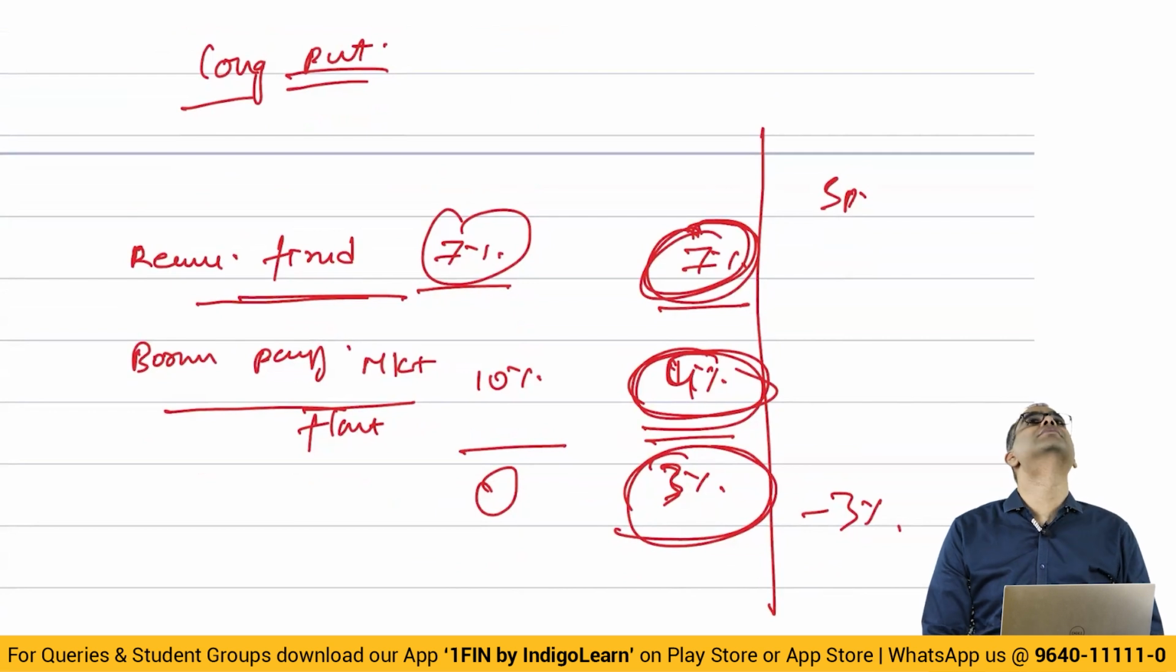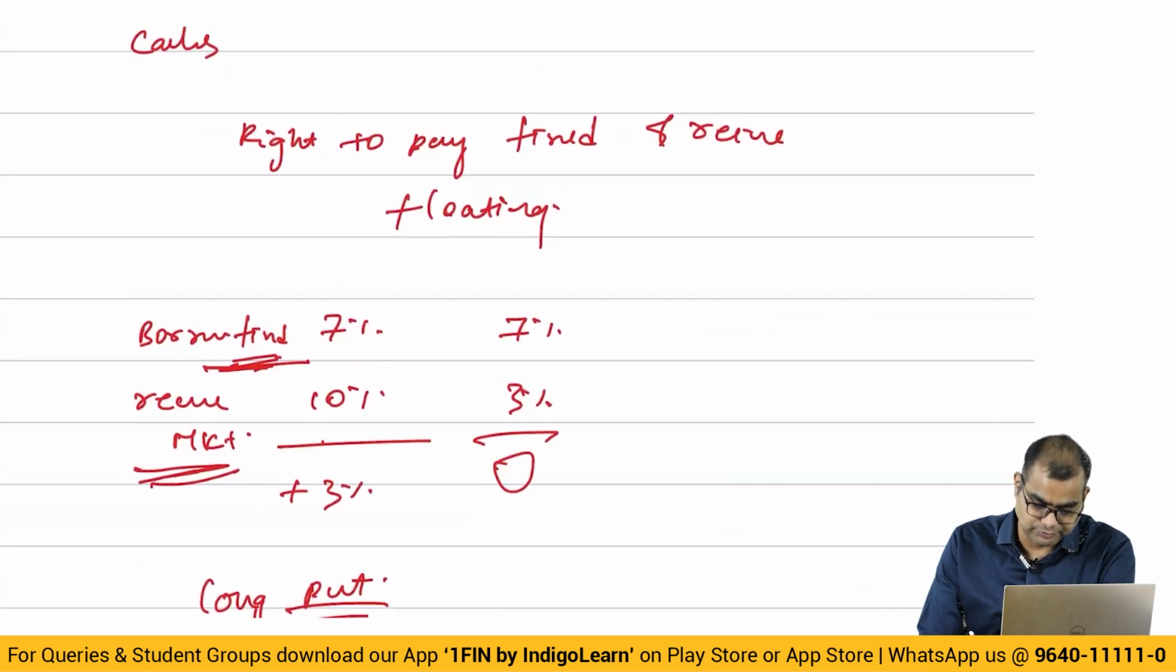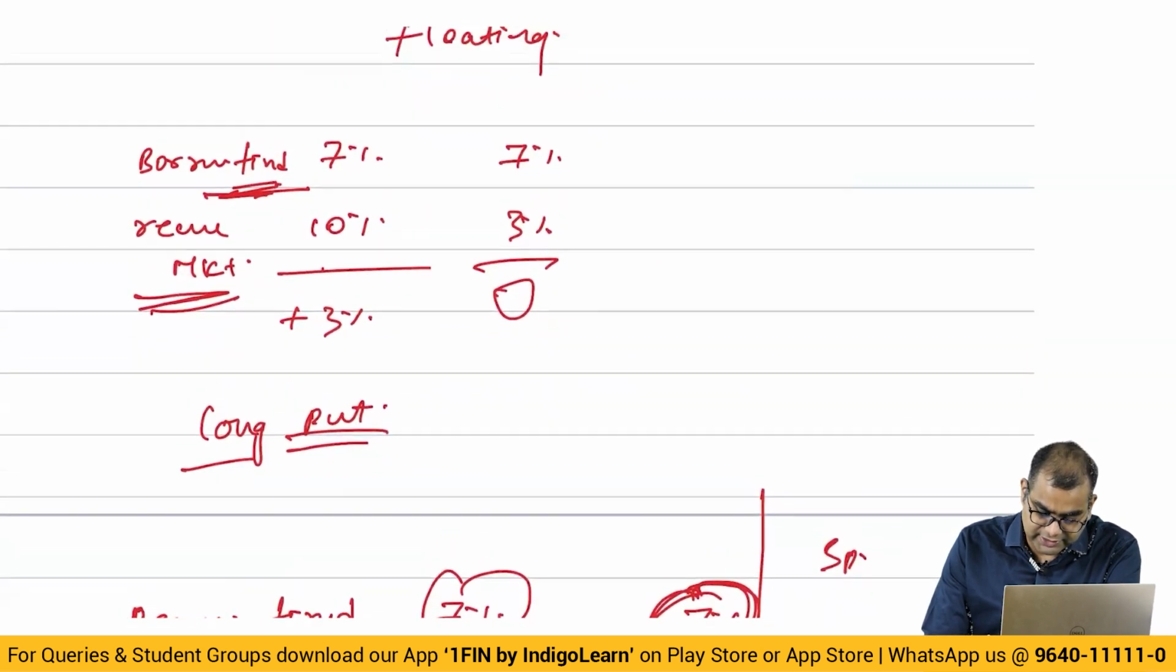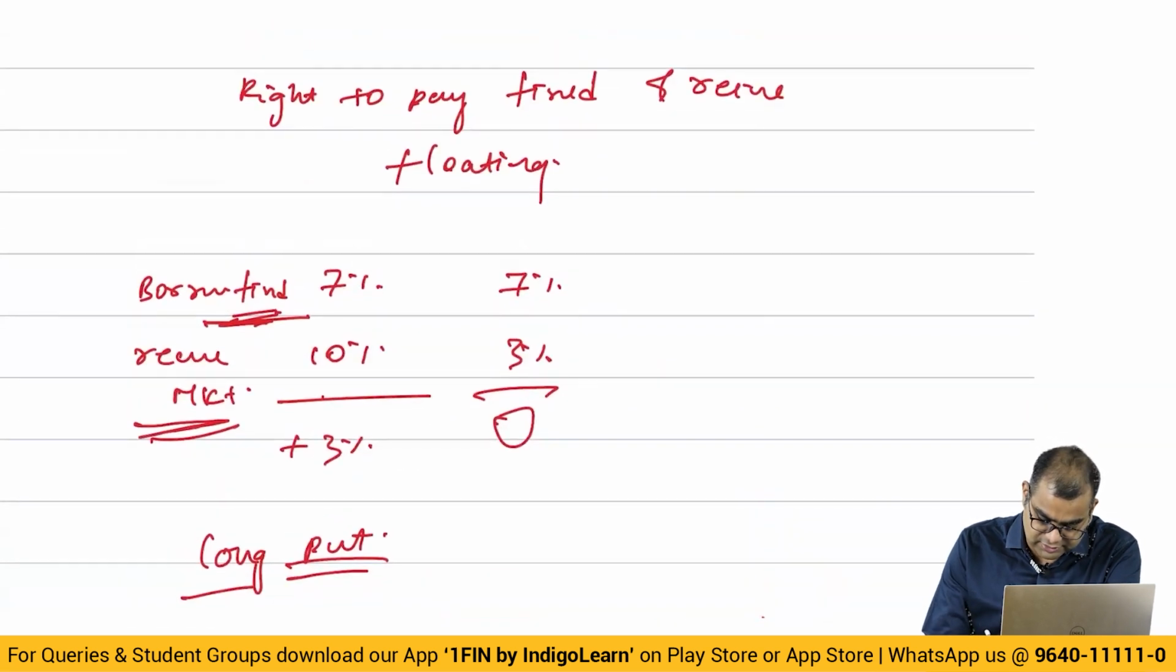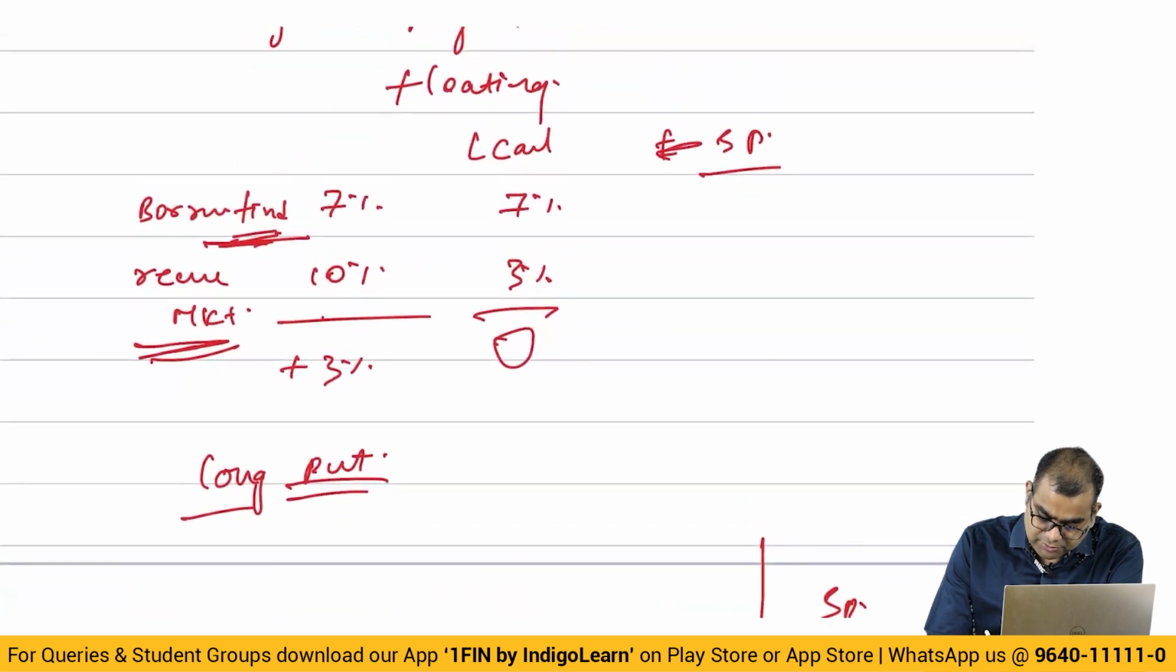You're there with me? Yeah, sir. Okay. So what happens is, when you integrate these two, this is long call plus short put. What happens? You minus put, minus short put, or plus short put.